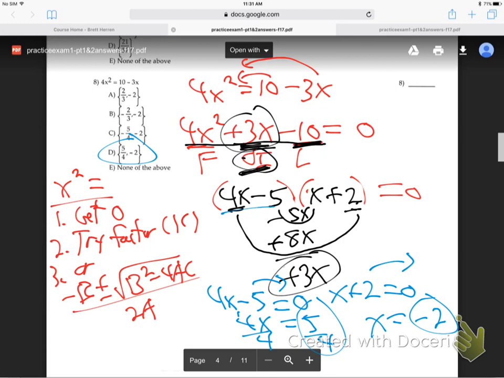But anyway, let me do the other way. 4x squared equals, what was it? 4x squared plus 3x minus 10. So 4x squared plus 3x minus 10 equals 0.